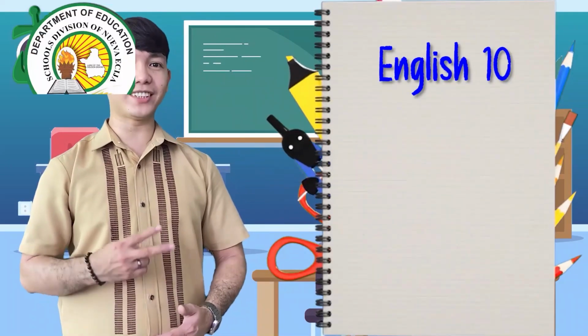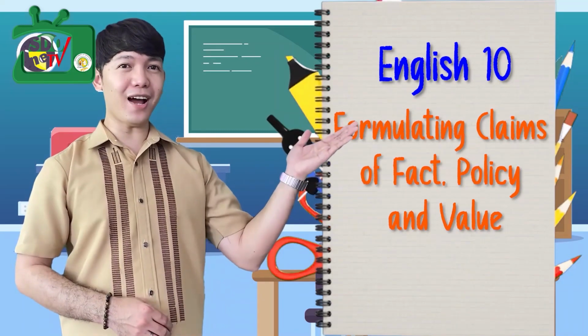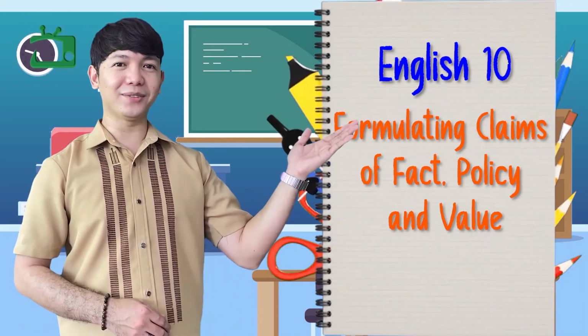How are you? I am very sure that you are excited to learn and explore the world of English. This is the fourth lesson in English 10 for second quarter: Formulating claims of fact, policy, and value.